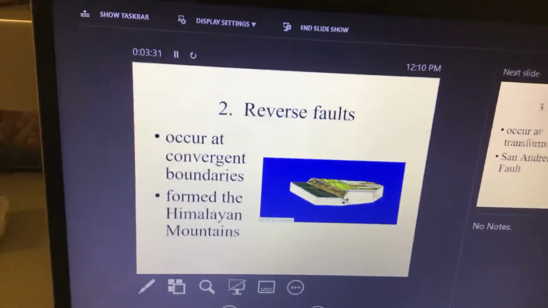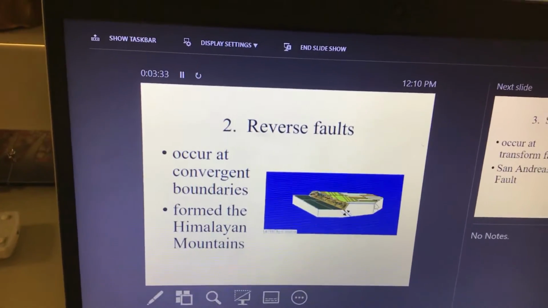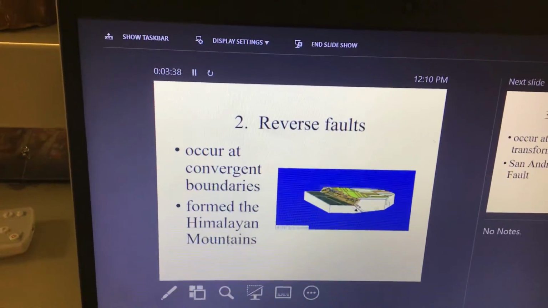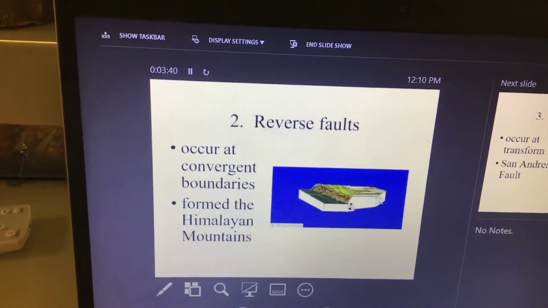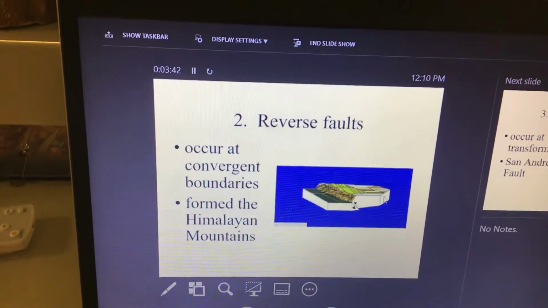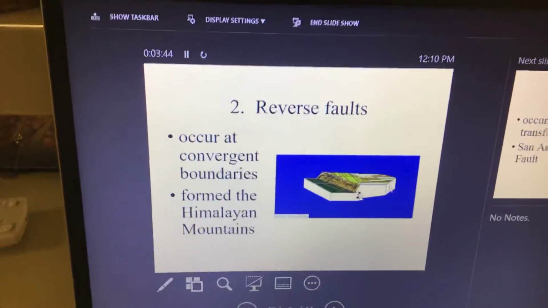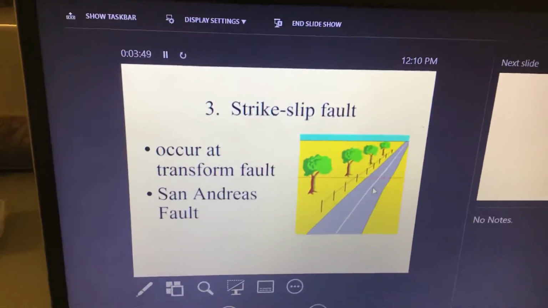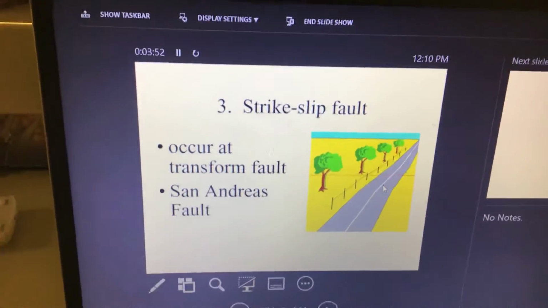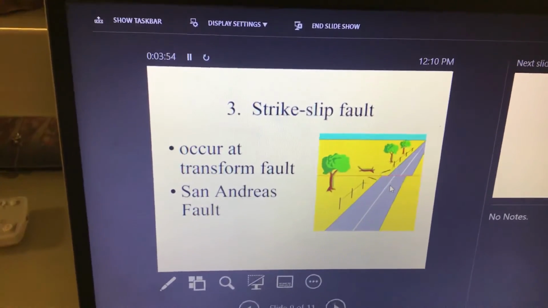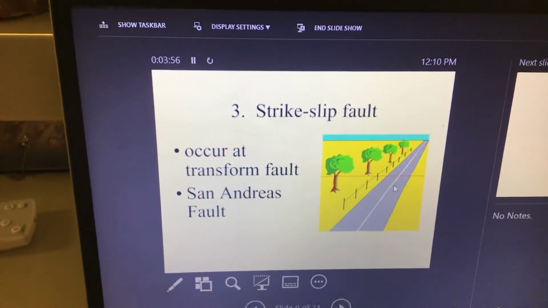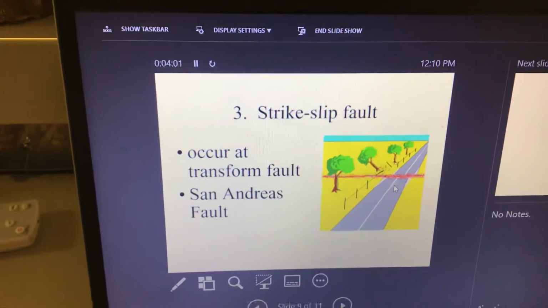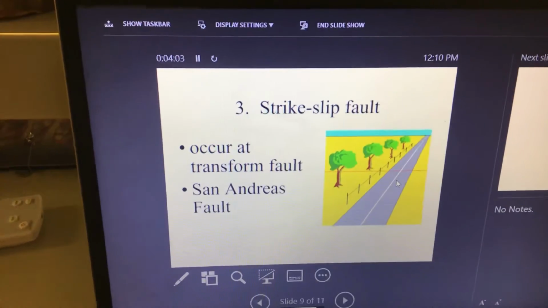A reverse fault is where two plates are pushing together. Usually one pushes over the other one. Convergent boundaries. When you converge on something, you come together. And then there are strike-slip faults. Basically what happens is you have two plates kind of side-swiping each other. One's moving one way, and the other one is either moving the other way or staying still.